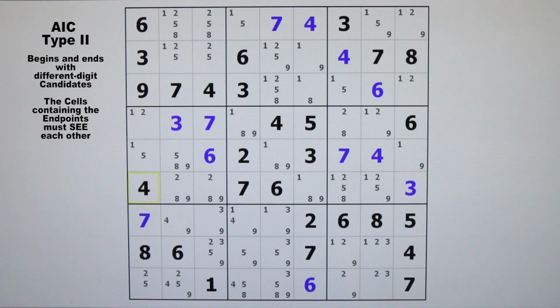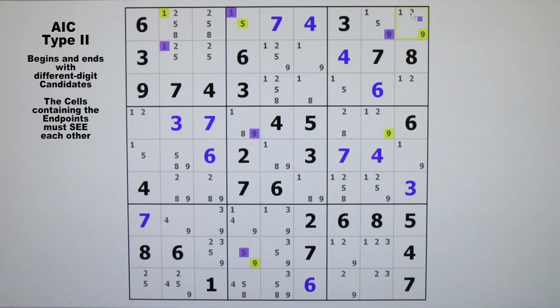Okay, here's an example of an AIC type 2 that does not have a by-value cell on either end. All right, so we're going to start on this one, and I believe there are 13 links in this chain, if I'm not mistaken. Here we go. I'm going to start from this one to this one is a strong link, because they're the only 2 1s in that column. And this is a weak link, a strong link, by-value cell. From this 5 down to this 5 is a weak link, then to the 9 is a strong link. Then from this 9 to this 9 is a weak link. From this 9 to this 9 is a strong link. And then this 9 up to here is a weak link. And then there are only 2 9s in this row, so that's a strong link.